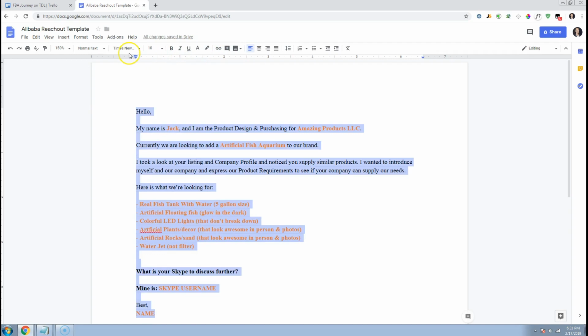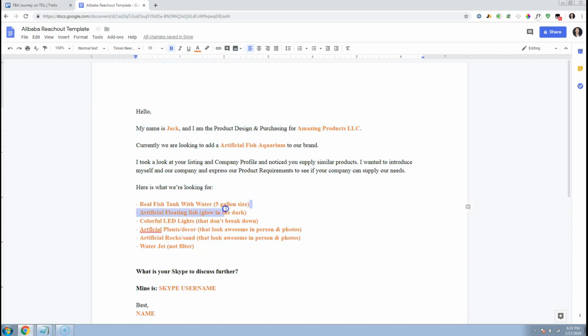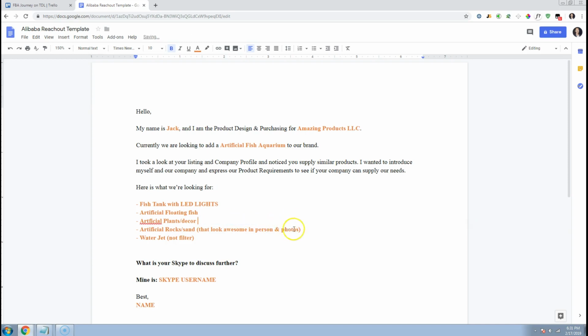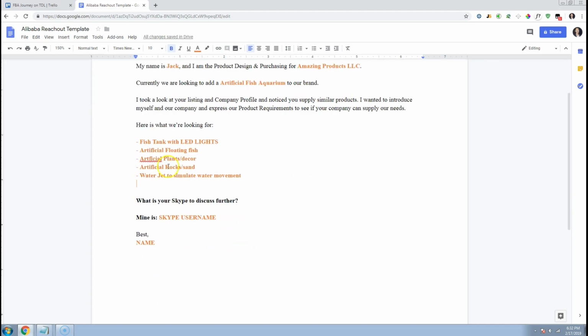Make sure that all of this is black. Or we'll do that after. Real fish tank. Clean this up like fish tank, fish, with LED lights. Water jet to simulate. Something like that, right? You can be as detailed as you like with this, but really you're not looking to get a reply from them on the Alibaba platform.